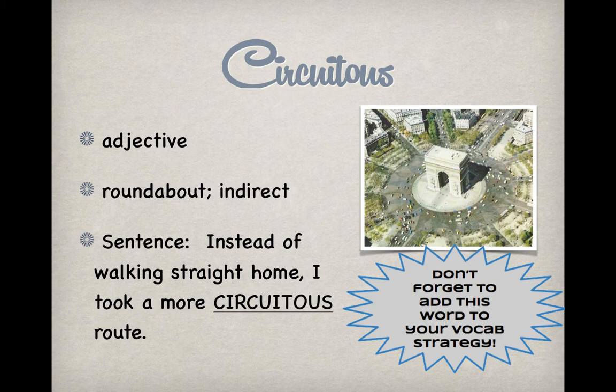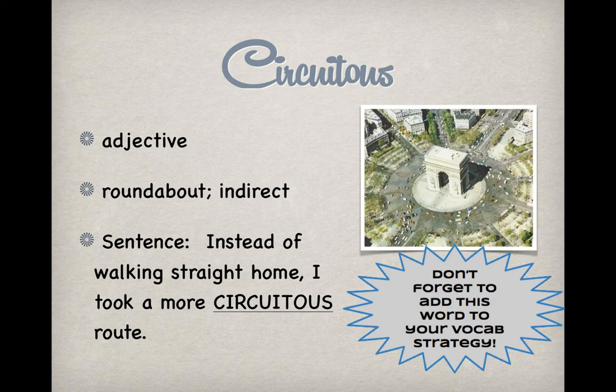Feel free to find some other example sentences in your workbook. The one in your book on page 92 reads, driven off course by storms, some of the travelers had to take a circuitous journey around the Mediterranean Sea. Pause the video at any time, please, to take some more time to fill in your vocab strategy.